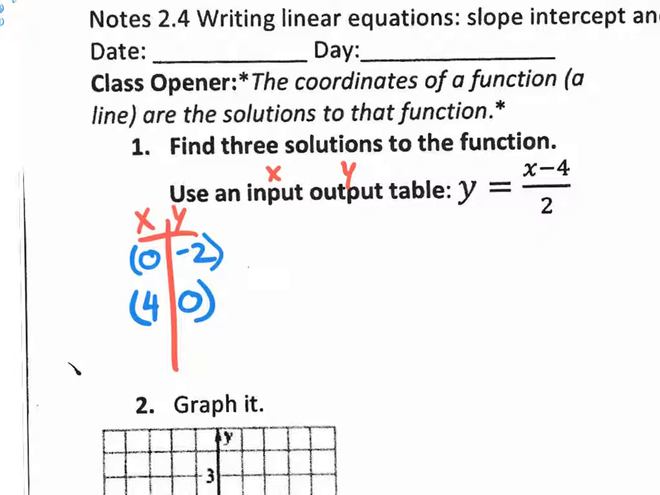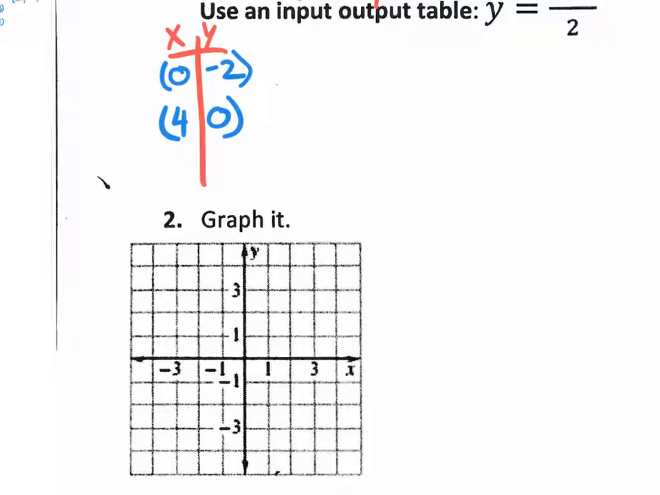How many points do we actually need to graph a line? 2 points, and we actually have 2 coordinates, 2 points, so we could actually graph it and we'll be done. 0, negative 2, 0 on the x. In case you forgot, 0 on the x, you stay here. Negative 2 on the y. Let's put a dot right there. So there it is, 0, negative 2.